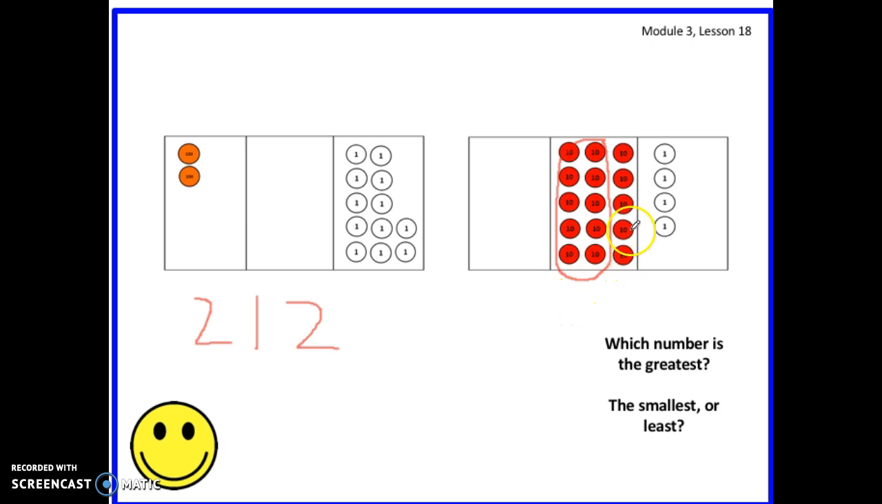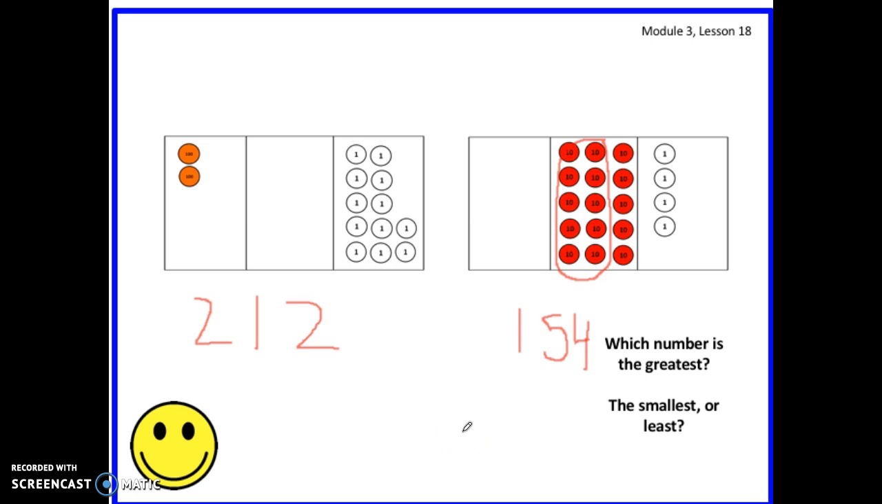That is 10, 20, 30, 40, 50, so that's 150. And then we have 1, 2, 3, 4. So I have 154. I'm going to write that down, and you should write it down on your board too. Okay, now, what's the biggest number? That's right, 212 is the biggest number.